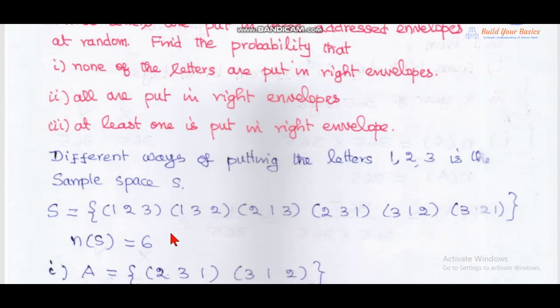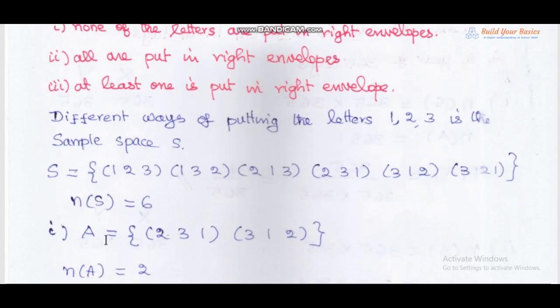Subdivision 1. None of the letters are put in right envelopes. So the event A is 2, 3, 1 and 3, 1, 2. None of the letters are put in right envelope. 2 is not put in right envelope, 3 is not put in right envelope, 1 is not put in right envelope. Similarly, 3 is not put in right envelope, 1 is not put in right envelope, 2 is not put in right envelope.